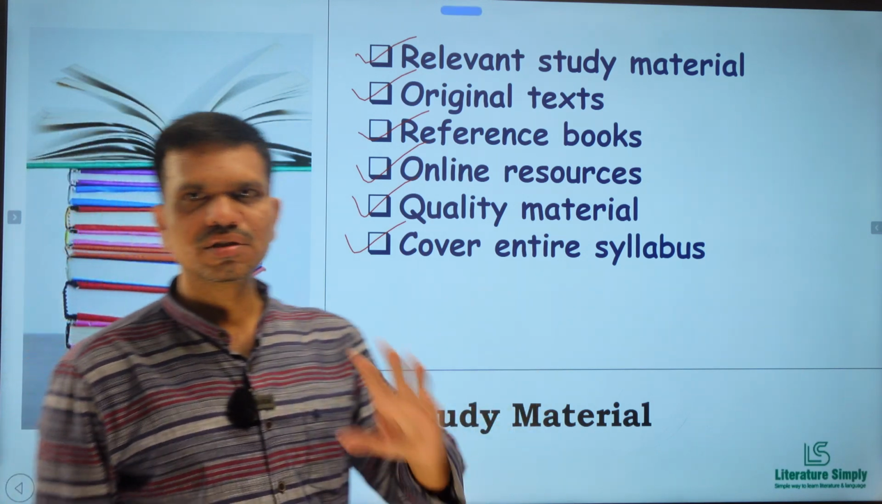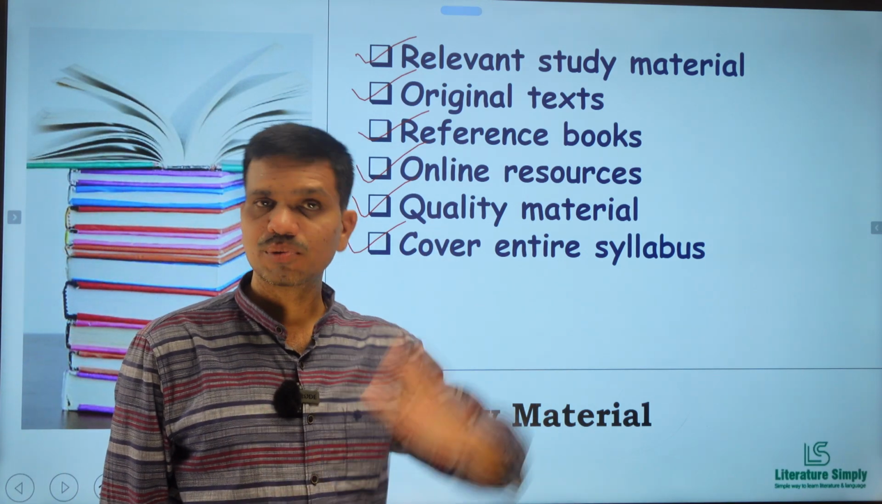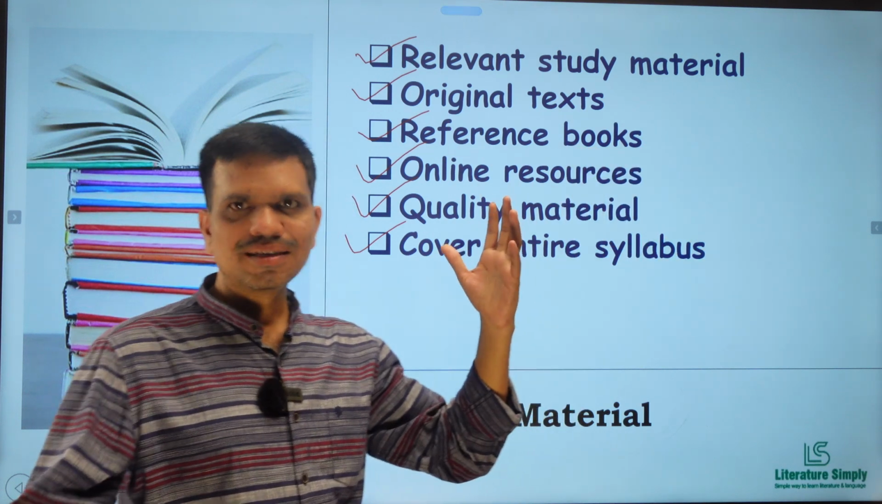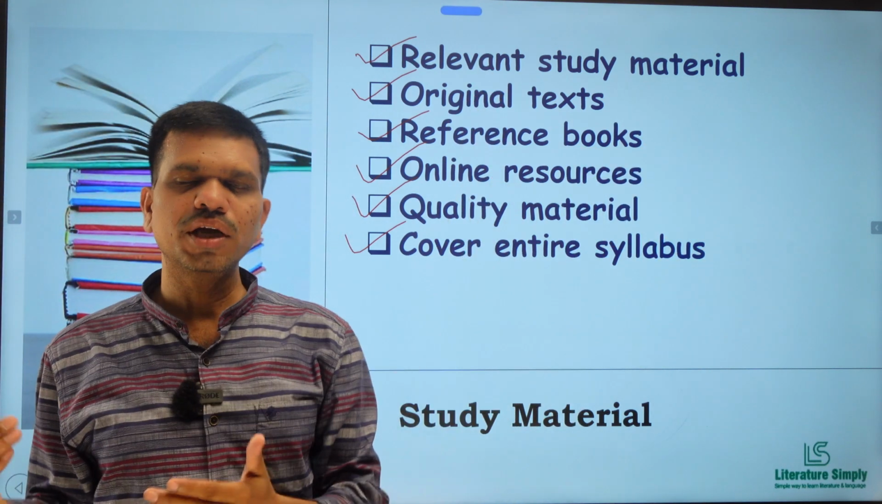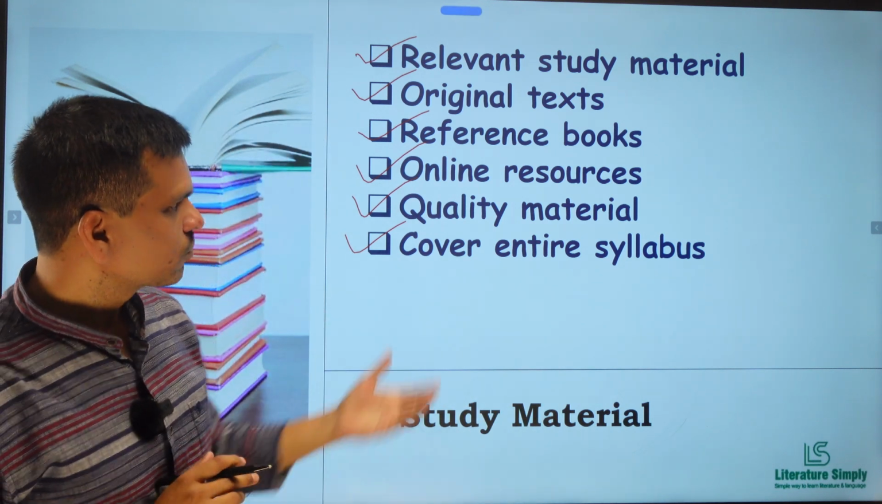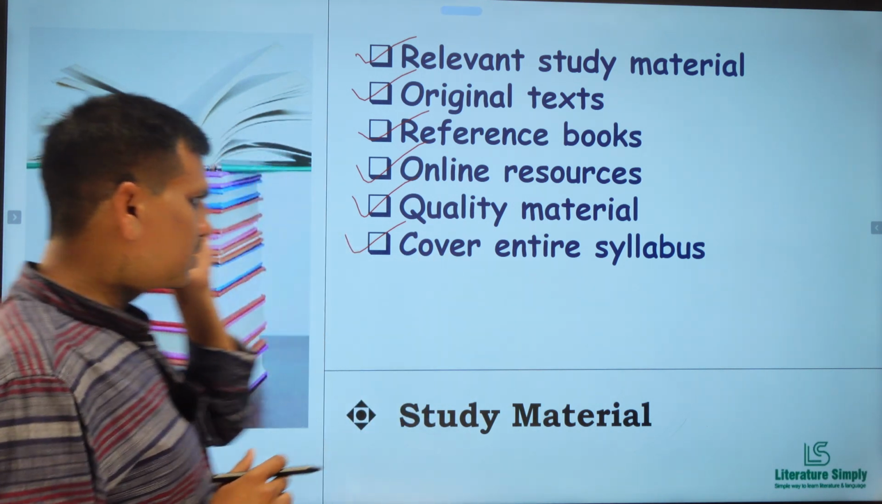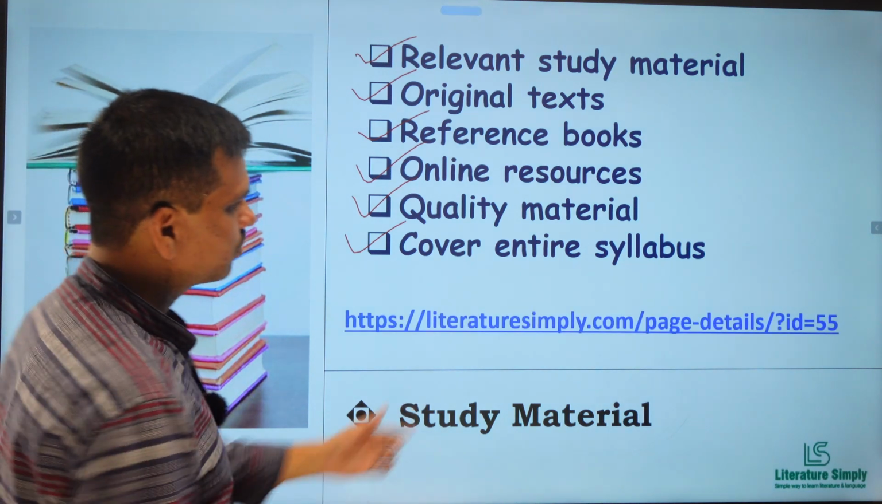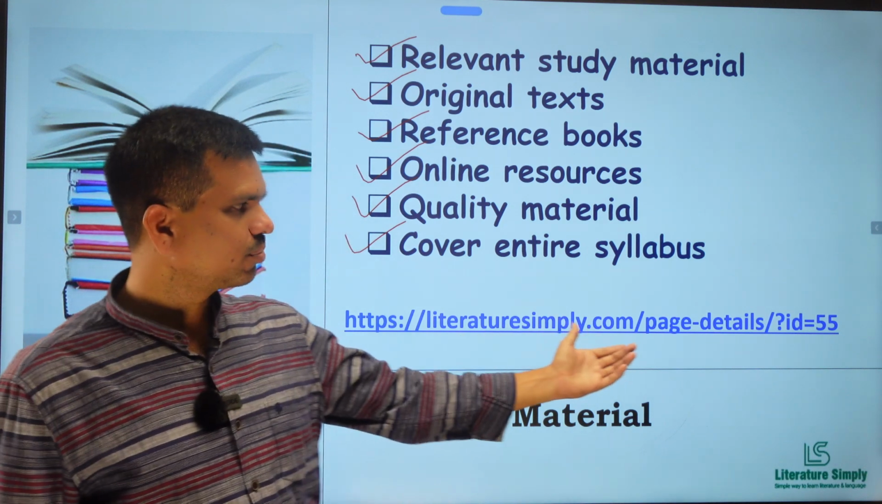In the very first phase, it is very difficult to cover all the syllabus, because right from the Anglo-Saxon period to date, we have to consider all the authors and all the works of English literature. But try to cover this entire syllabus. And for quality material, we have developed a website called literaturesimply.com.